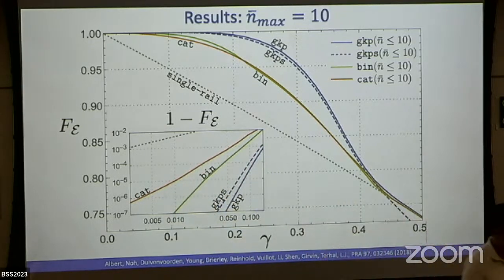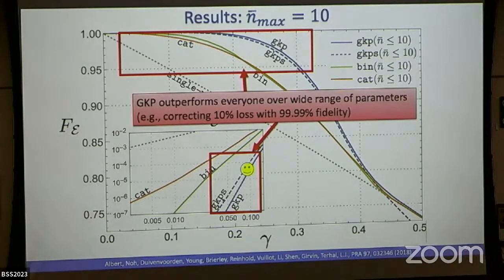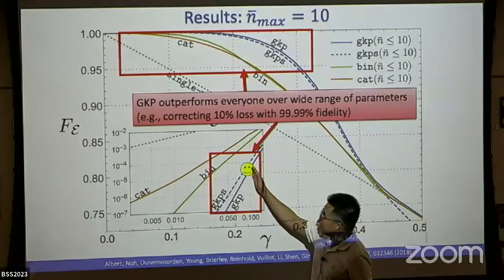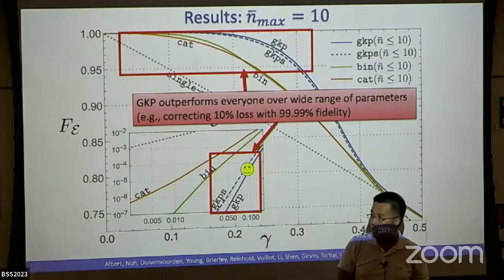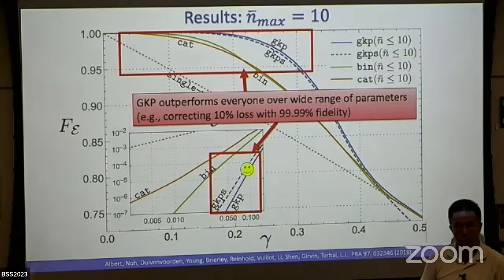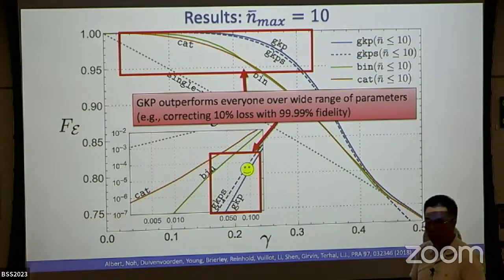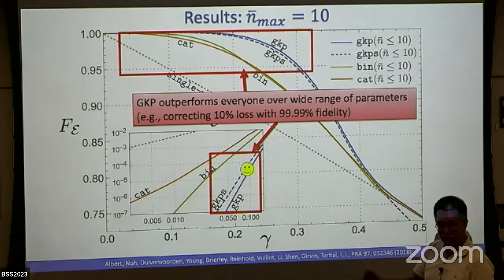And if you look at the numbers here, with 10% loss, the GKP with average 10 photon encoding can suppress error to 10 to the minus 4. That's like a fidelity of 99.99%, even with 10% loss.